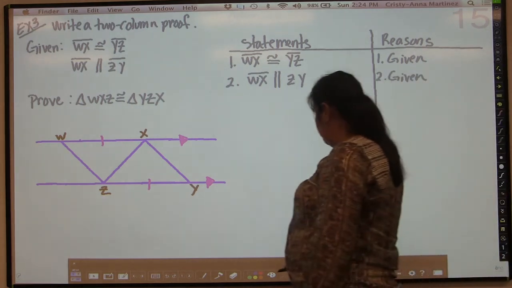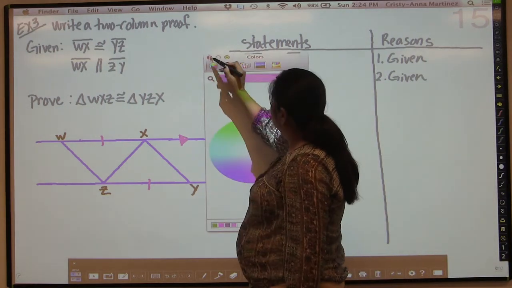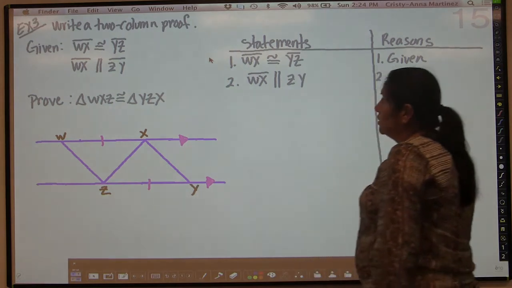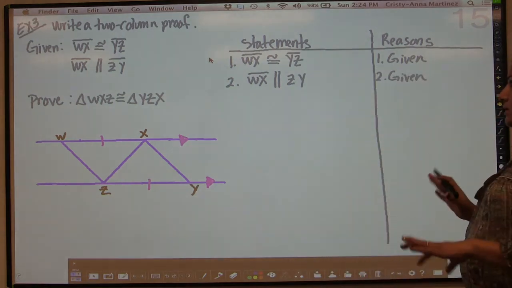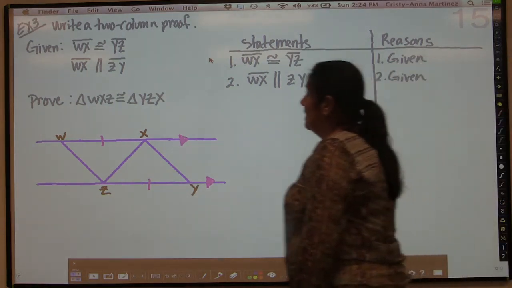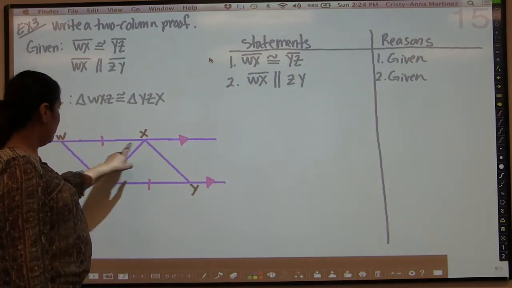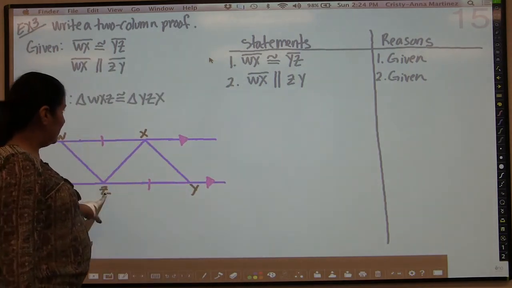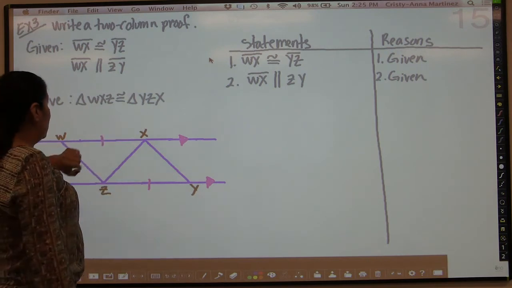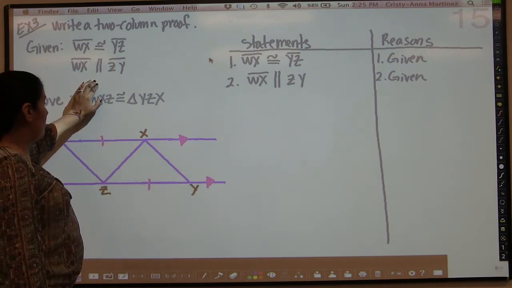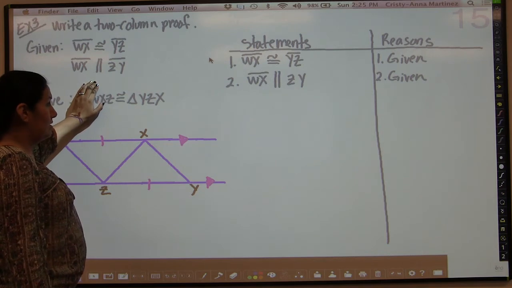So we're going to write a two-column proof again like before. It's kind of already got started for us. So it says here, given WX is congruent to YZ, so here's WX, it's congruent to YZ. I've put that in my proof already. And then we're told that WX is parallel to ZY, and that's also given.